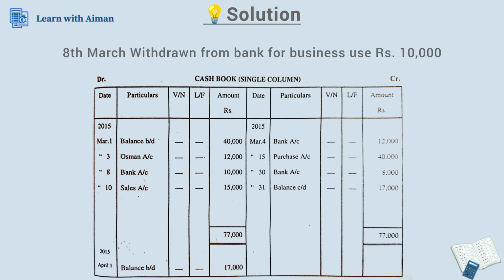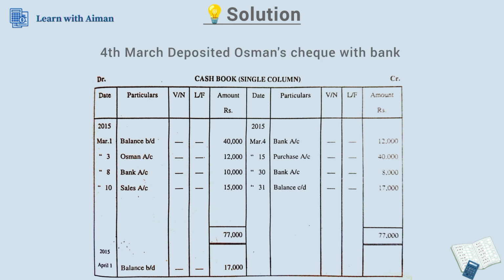Then we have deposited Usman's check with bank, and withdrawn from bank for business use. We withdraw, it means we are gaining cash with rupees 10,000. So on our debit side, we record bank account debit. Then deposited Usman's check with bank of rupees 12,000. We deposit, it means our cash is decreasing. So on our credit side, we mention bank account with 12,000.